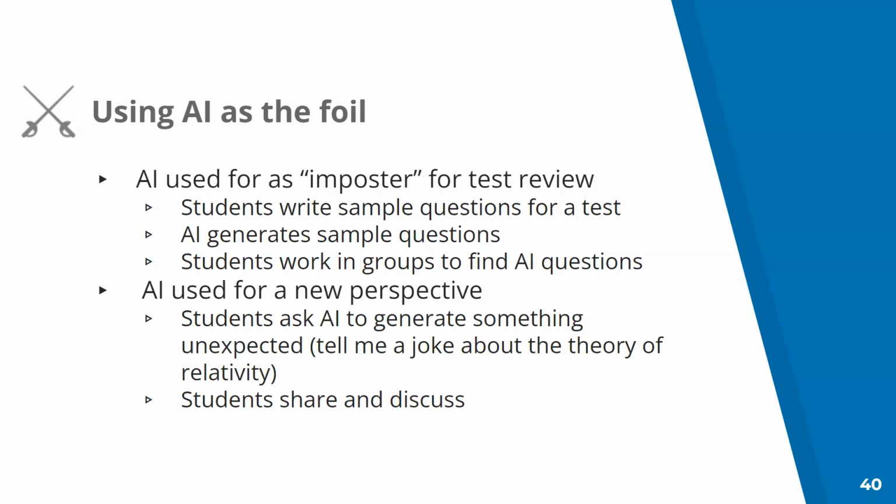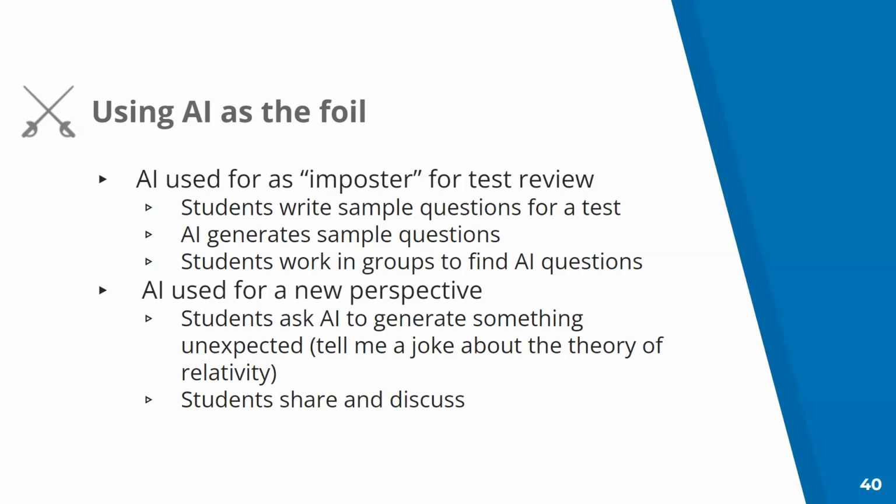So for example, you can use the AI to be the imposter in test review. Students write sample questions for a test. You've had AI generate sample questions for a test. That list is collated. The students work in groups trying to find the AI questions. Through that process, they're thinking already about the test review, how to answer the questions. Is this a well-developed question? What can we say about it? So that's that thing about finding the fake.